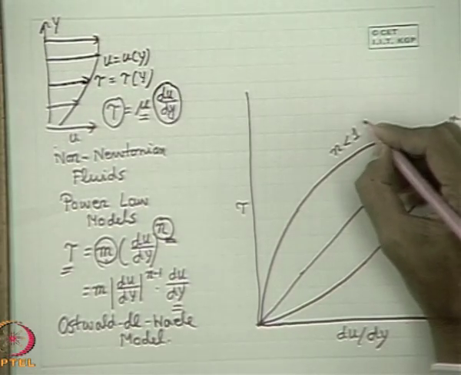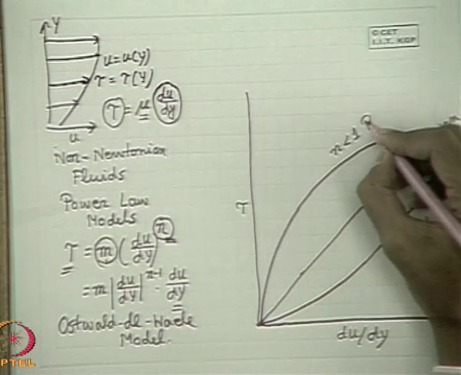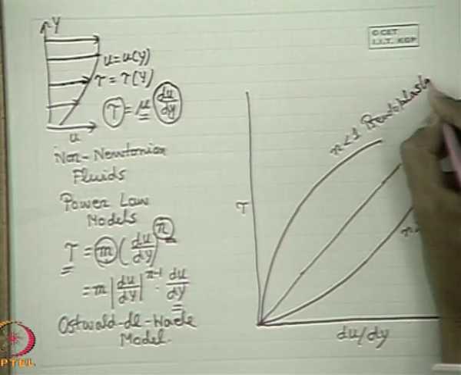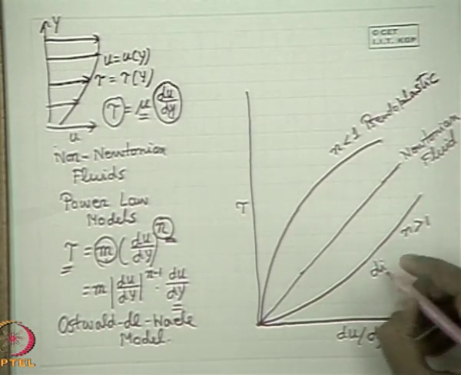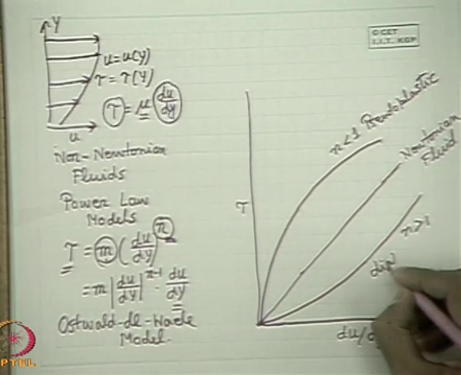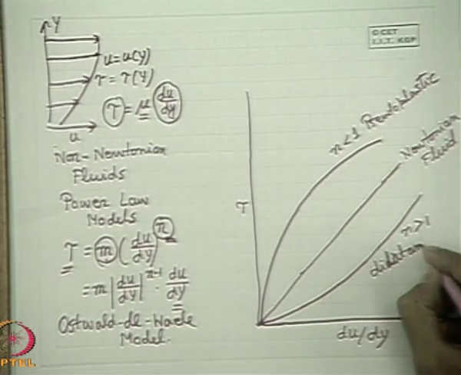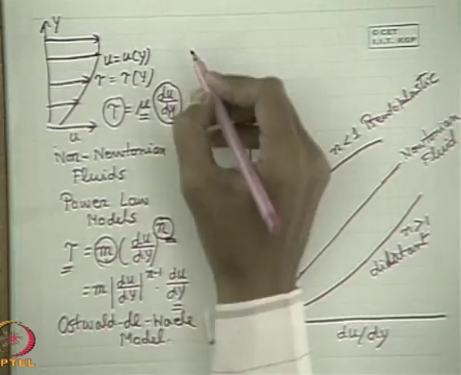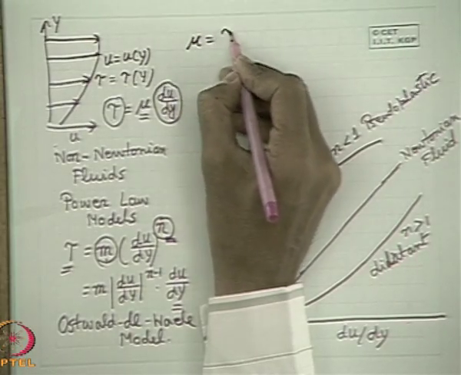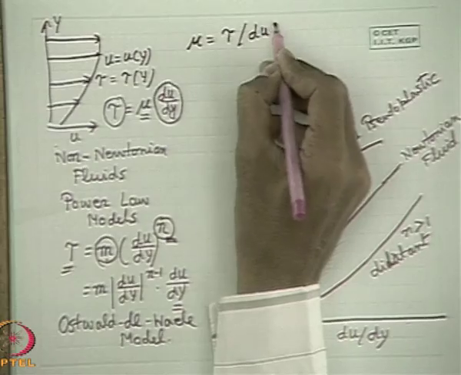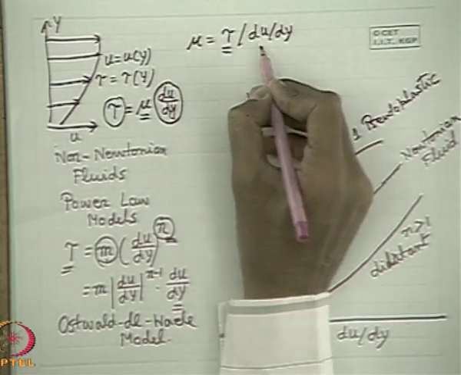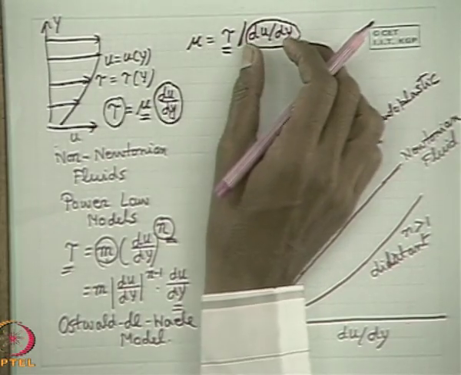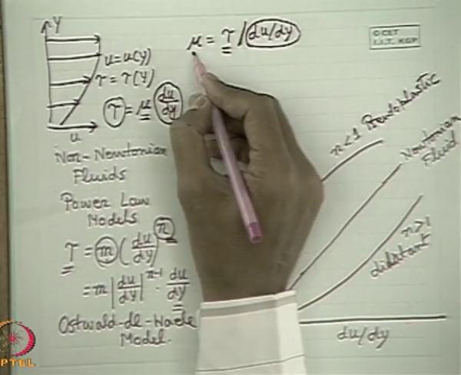The fluids which follow n less than 1 are known as pseudoplastic fluids, whereas n greater than 1 is known as dilatant. But one interesting feature is that viscosity for any fluid is defined as tau divided by du dy. That means it is the ratio of shear stress to the velocity gradient in this case of flow, or, as we will see afterwards, the rate of shear strain. That is the definition of viscosity.